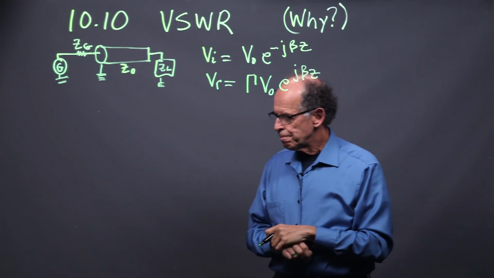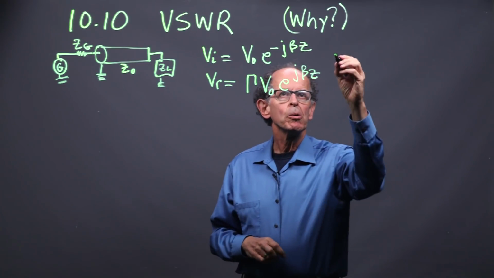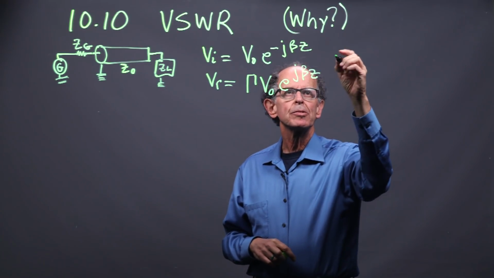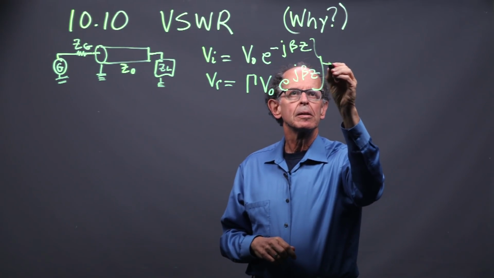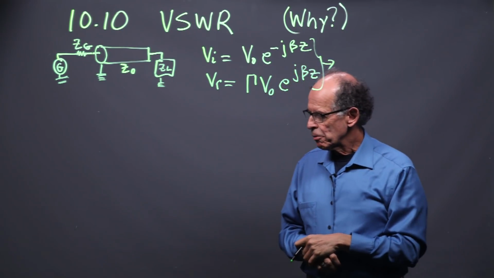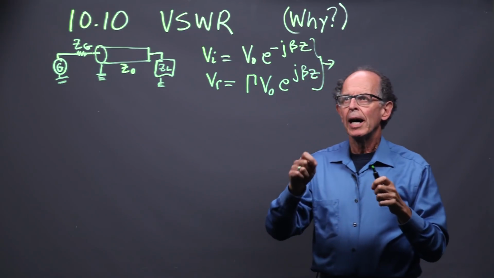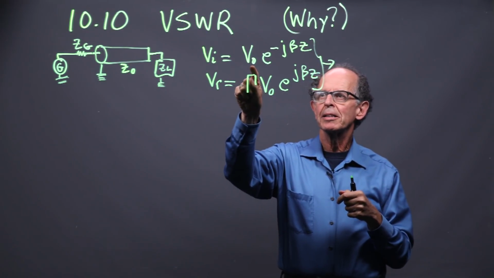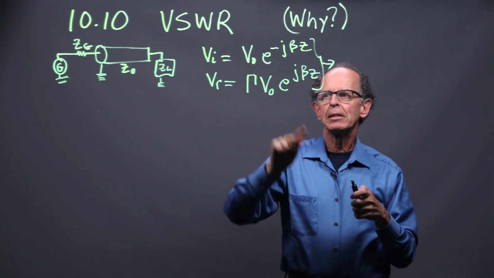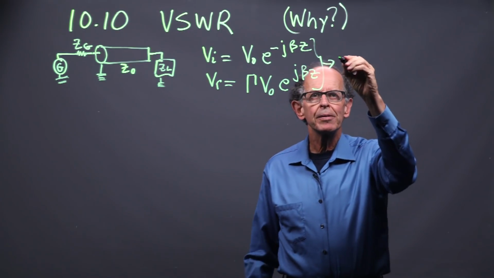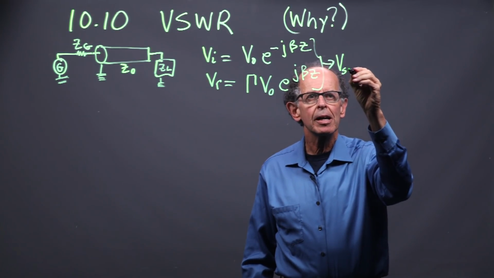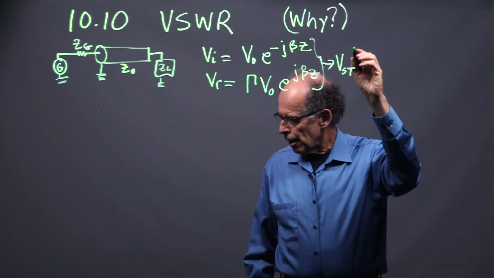So now we can write the total, which is the sum of these. And what is that? Well, it's a straight addition. I think you can see that I can factor out a V0 when I add the two, and the text calls this VST of z.